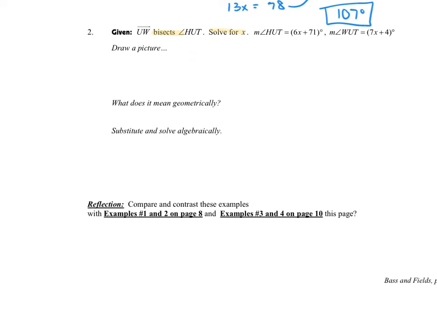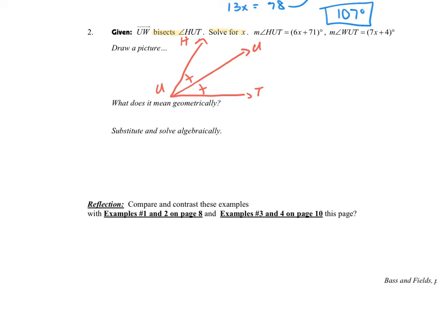We're still going to draw that big angle, HUT. Then we're going to draw in that ray UW, but since it says it bisects it, we want to make sure that it looks like it's dead center. This is similar to what we do for our midpoint. And then we're going to mark those two angles congruent because our definition of an angle bisector says that it divides it into two congruent angles.